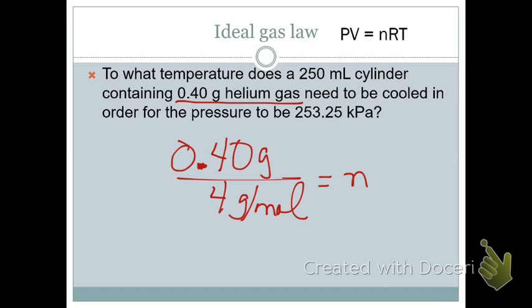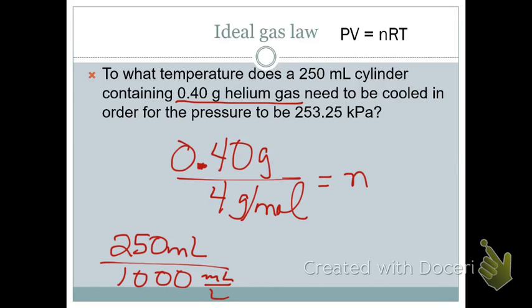I also need to look at my volume. I have 250 milliliters of volume. I need my volume to be in liters. And remember, I told you to go from liters to milliliters, you multiply by 1,000. To go from milliliters to liters, we're going to divide that by 1,000. Okay? And this is milliliters per liter.